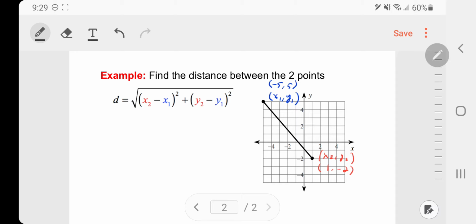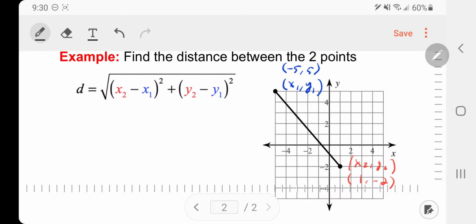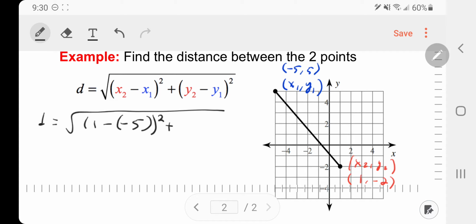All right, now that we have our points, we've figured out the coordinates they are. We're going to use those to plug into our formula. So we have distance is equal to the square root of (x2, which is 1, minus x1, which is -5, so it's going to be minus a -5) squared, plus in parentheses y2, which is -2, minus y1, which is 5, and again, that is squared.